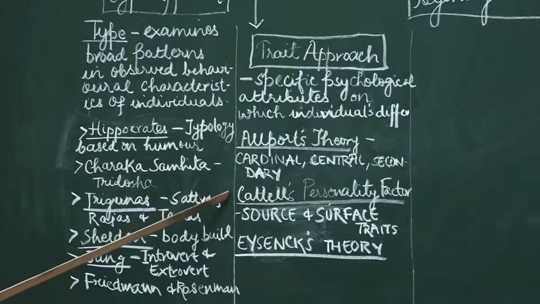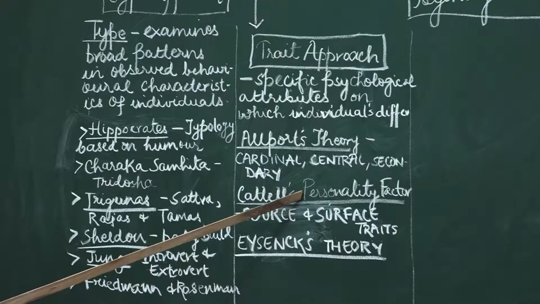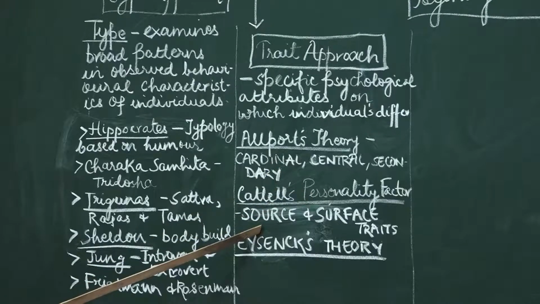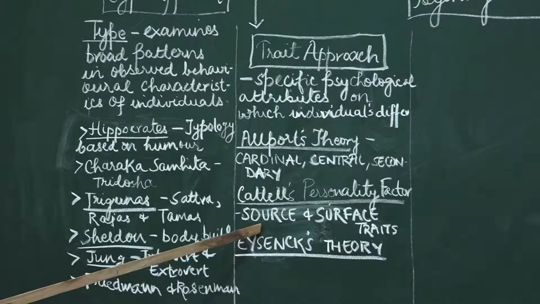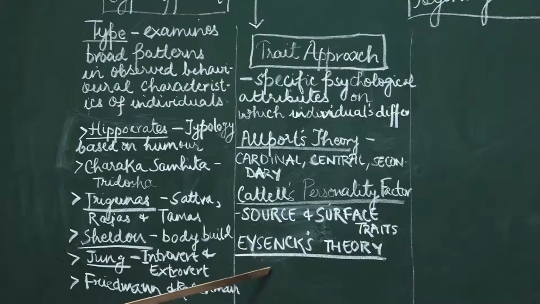The next theory was given by Cattell's personality factor. Cattell's personality factor theory classifies the traits into two types: source trait and surface trait. The source traits are the building blocks of personality, whereas the surface traits occur because of the interaction between the source traits. Students, I would like to state here that Cattell used factor analysis as a statistical technique to identify 16 traits, and he developed a test which is known as the 16 Personality Factor Questionnaire or 16 PF questionnaire. Next we come to Eysenck's theory.